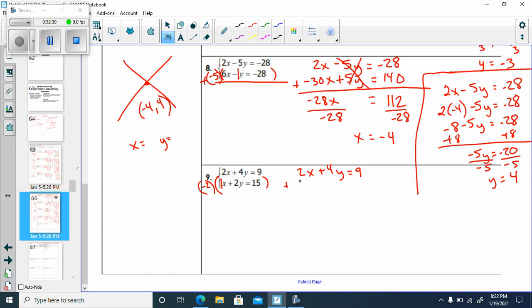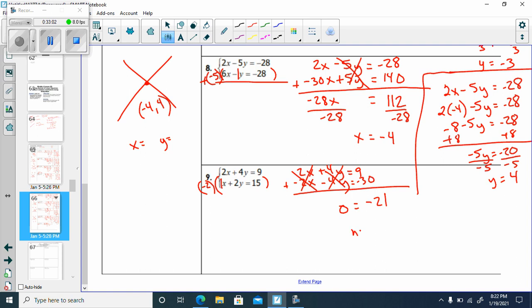-2 times 1 is -2x. -2 times 2y is -4y. -2 times 15 is -30, okay? 2x plus -2x gives you 0. Okay, 4y plus -4y gives you 0. 0 is equal to -21. Well, think about that, guys. If 0 is equal to -21, there's no x or y's here.